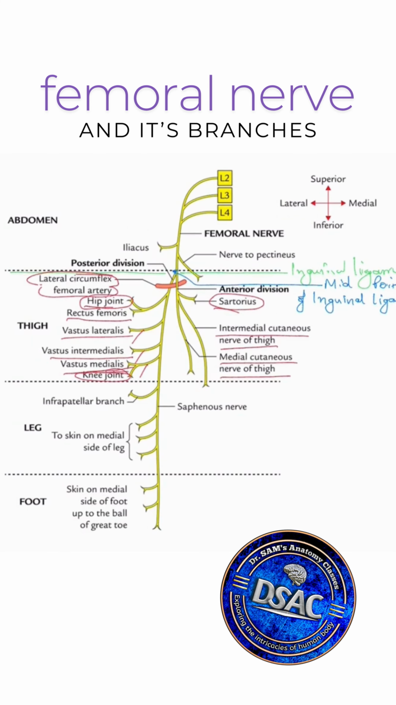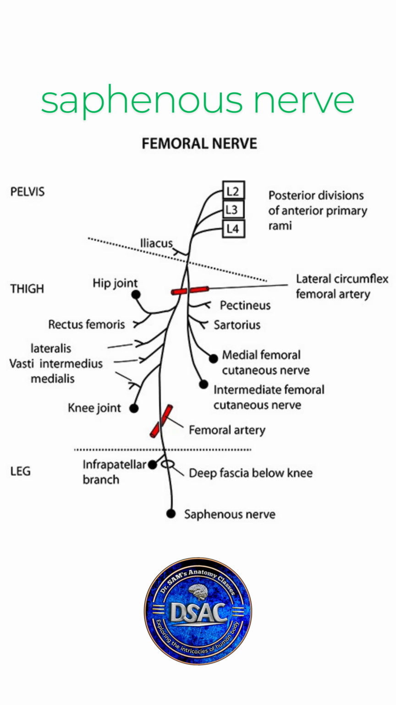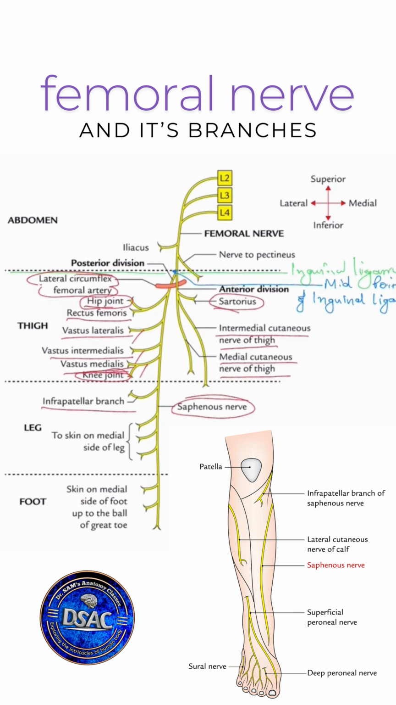One important thing is that you can see the posterior division continues as the saphenous nerve, which arises from the posterior division of the femoral nerve. It perforates the deep fascia on the medial side of the knee joint, and then it becomes cutaneous. When it becomes cutaneous, it soon gives its branch called the infrapatellar branch, which supplies the skin overlying the ligamentum patellae. Then it supplies skin on the medial side of the leg, and the skin on the medial side of the foot up to the ball of the greater toe.